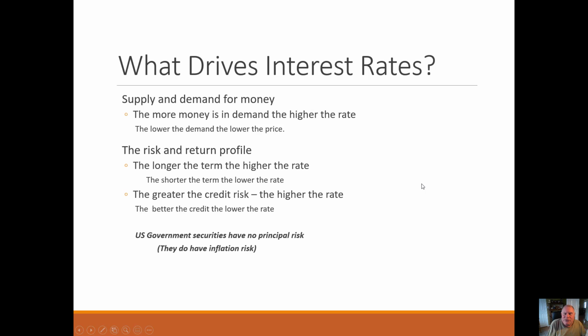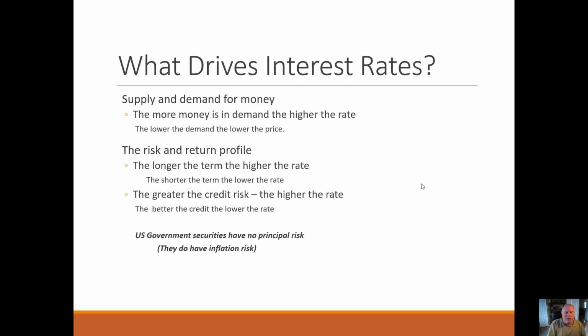What also drives interest rates? The risk and return profile. The longer the term, the higher the rate. The shorter the term, the lower the rate. The greater the credit risk, the higher the rate. And the better the credit, the lower the rate. Important to see these, especially when we get into financial statement analysis, looking at what the impact of interest is on companies today and our modeling of them.